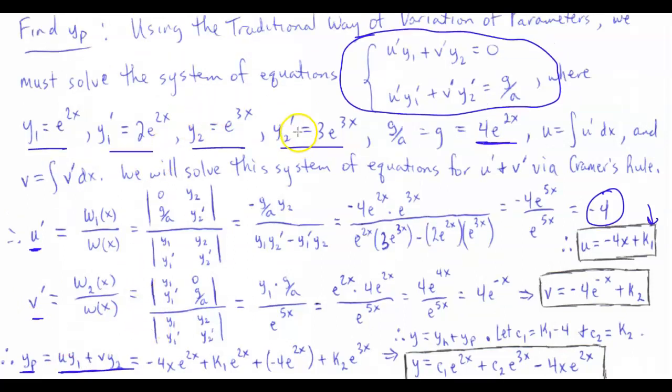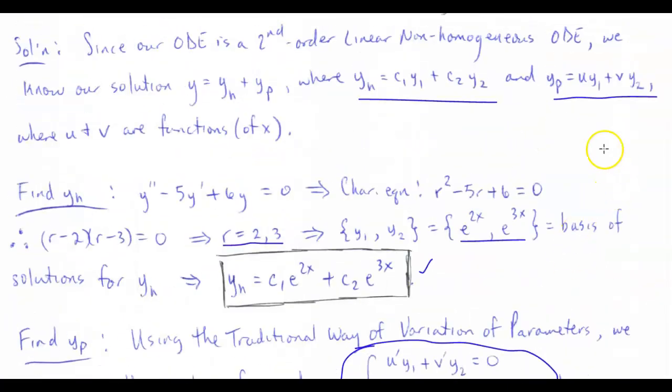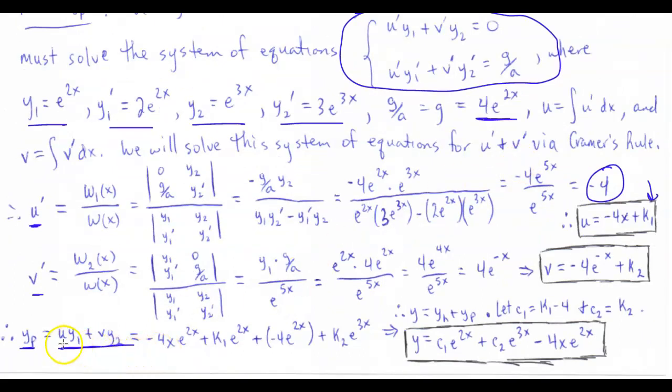So from that, my y of p is going to be of this form. And remember, we said it up here that we knew that y of p was going to be of that form before we began. And so we're literally just plugging in everything that we know. So our u is negative 4x plus k1, and that's being multiplied times y1, which is e raised to the 2x.